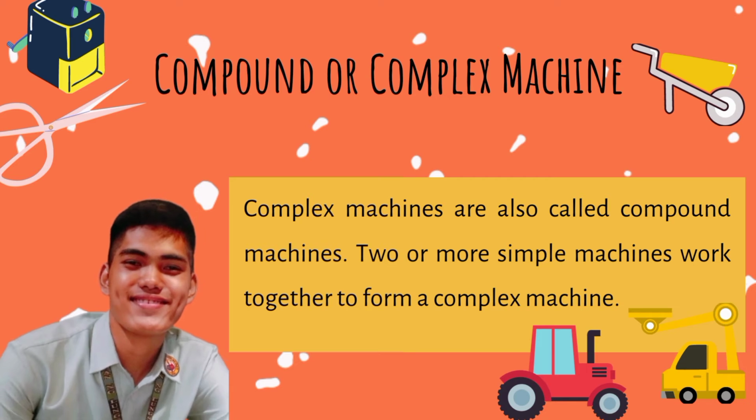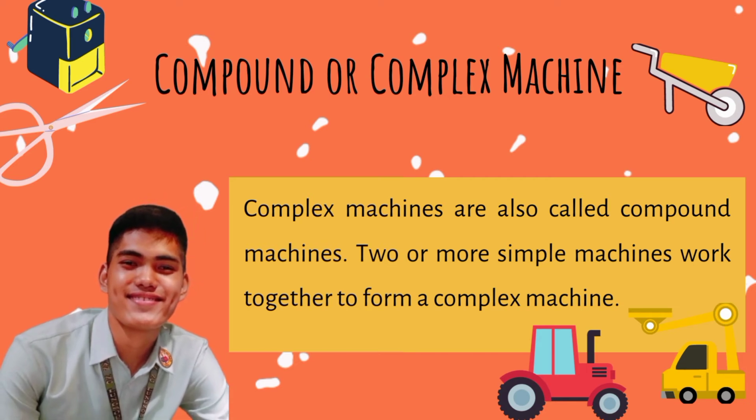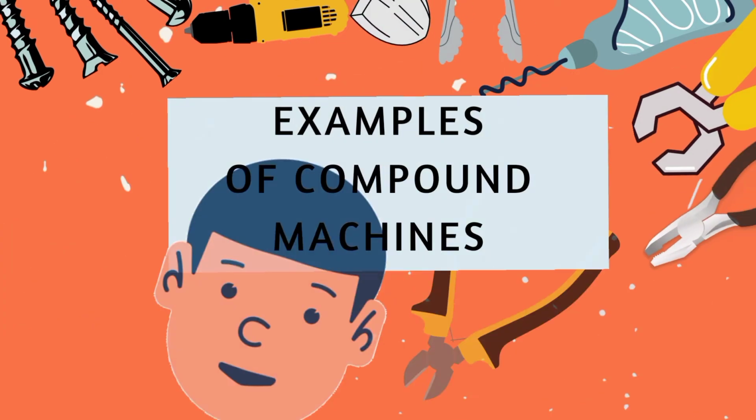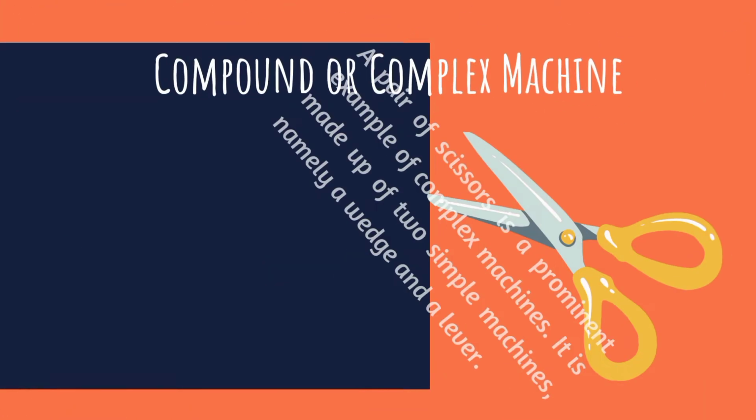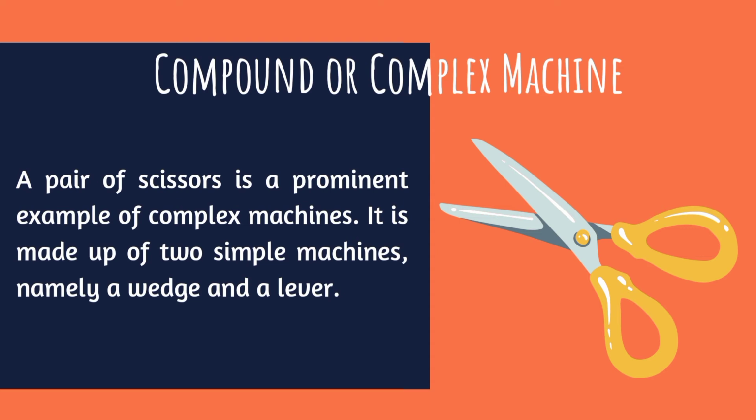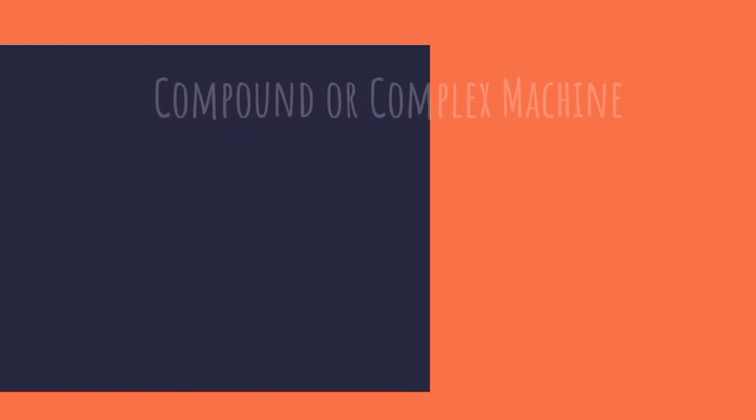Complex machines are also called compound machines. Two or more simple machines work together to form a complex machine. Compound machines can do more difficult jobs than simple machines alone. A pair of scissors is a prominent example of a complex machine. It is made of 2 simple machines, namely a wedge and a lever. The blades of the scissors are wedge-shaped, whereas the handles of the scissors act as a first-class lever.